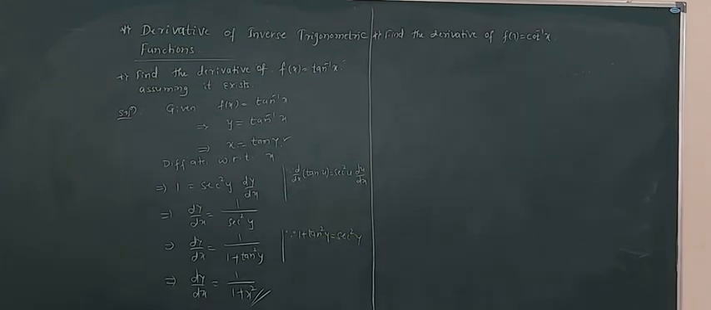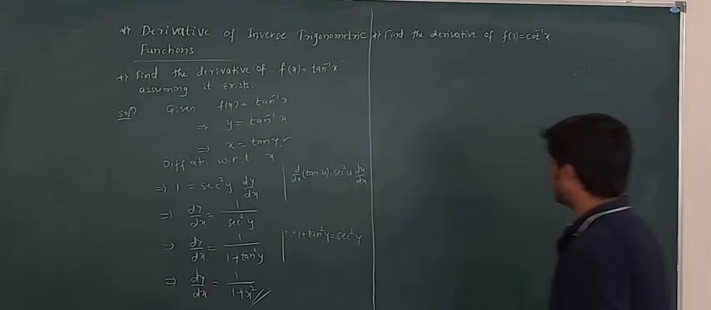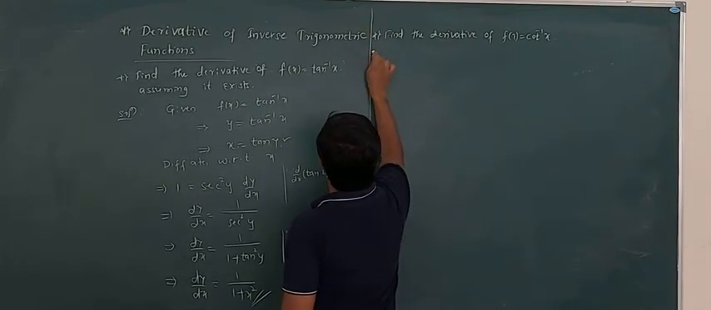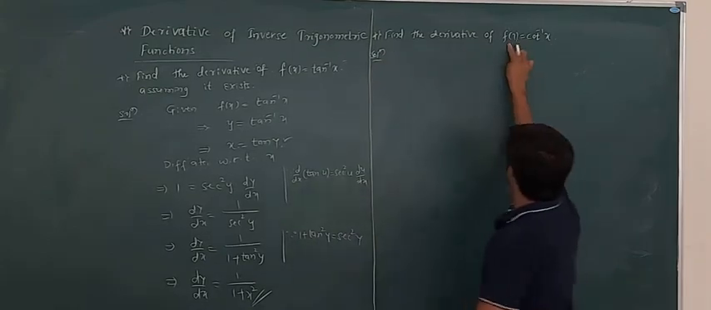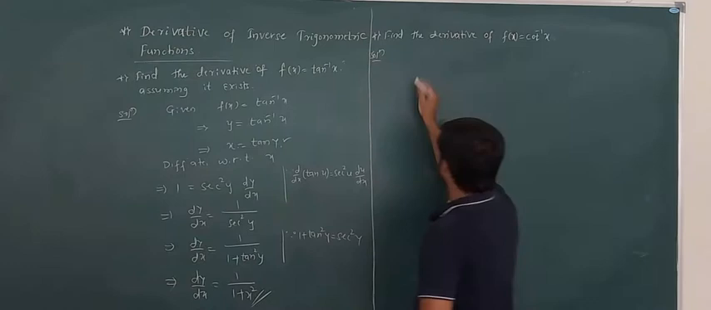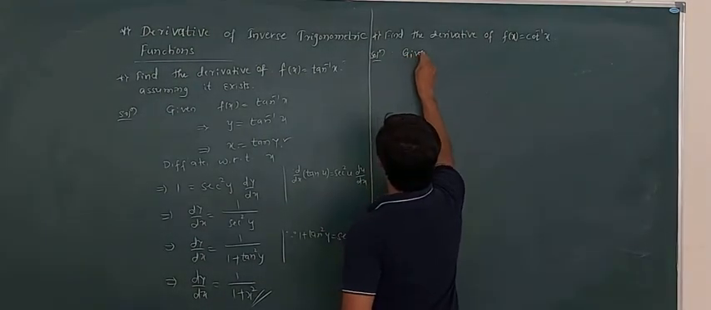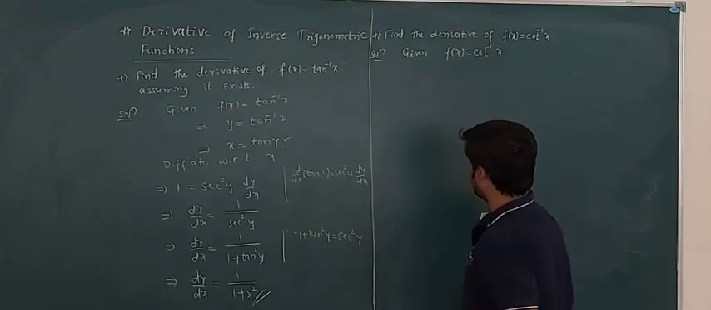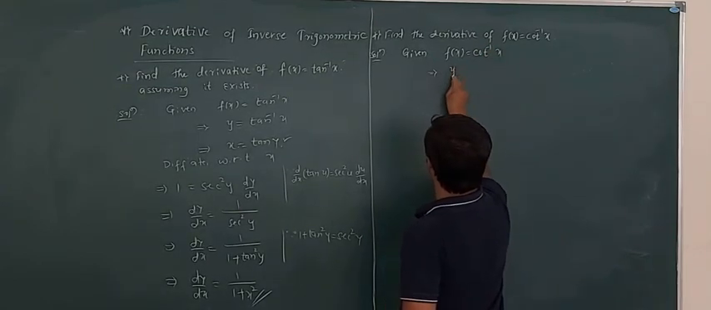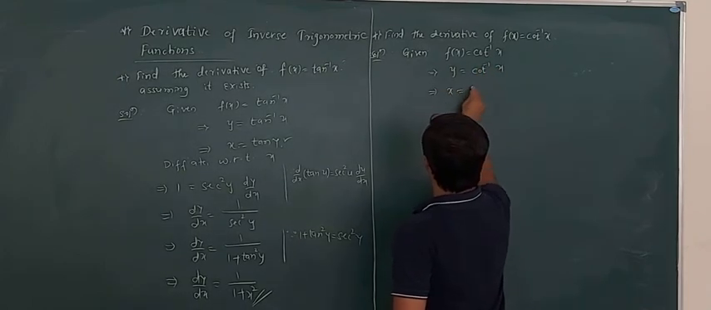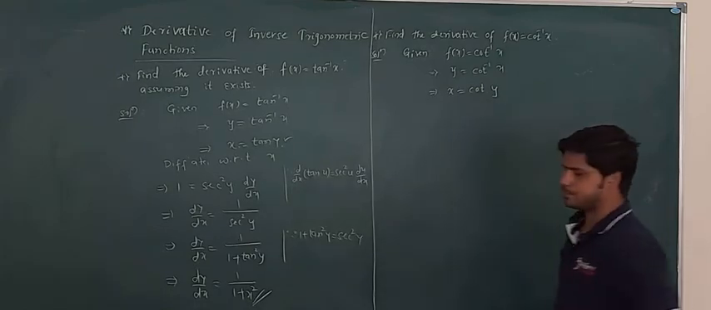Next, find the derivative of the other inverse trigonometric ratio. So here given function is f of x equal to cot inverse x. So given that f of x is equal to cot inverse x, and we know that y equal to f of x, so therefore y equal to cot inverse x, or x equal to cot y.